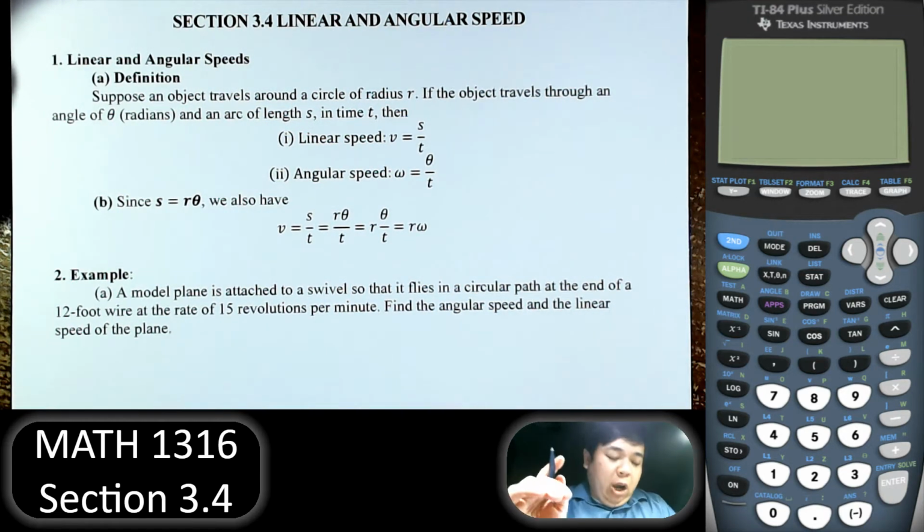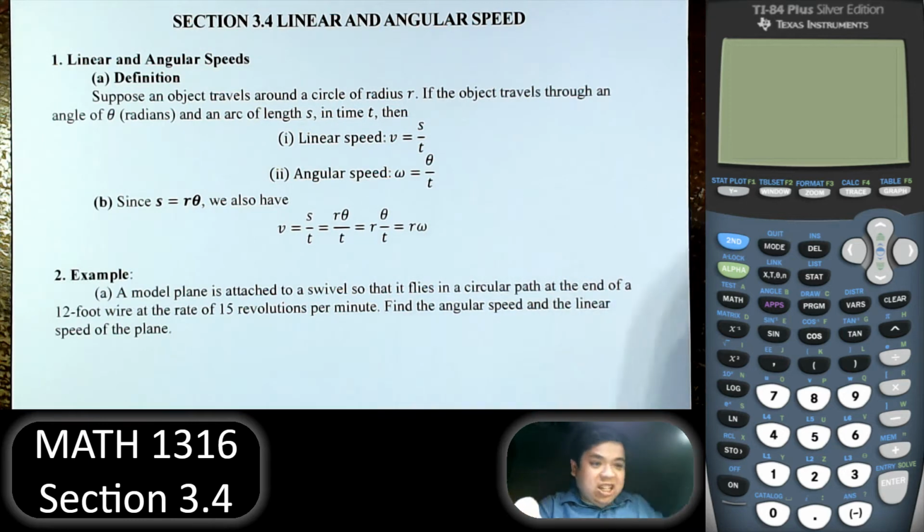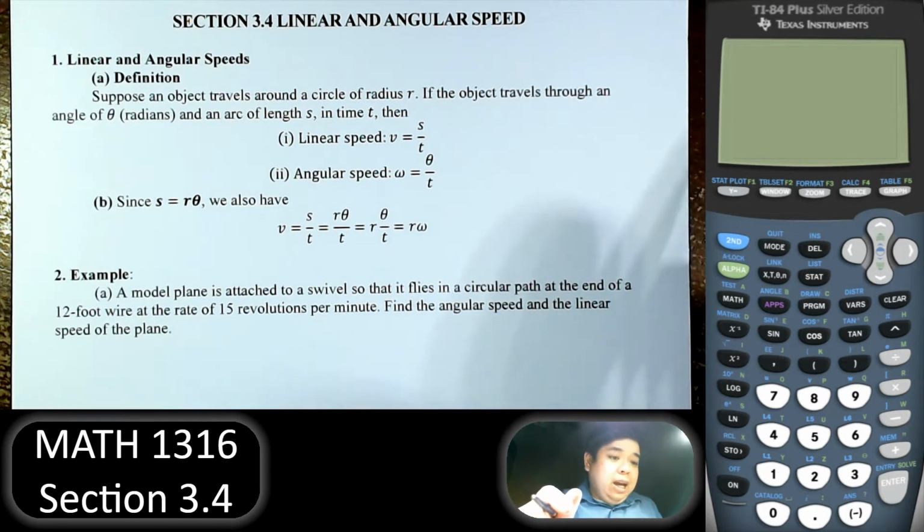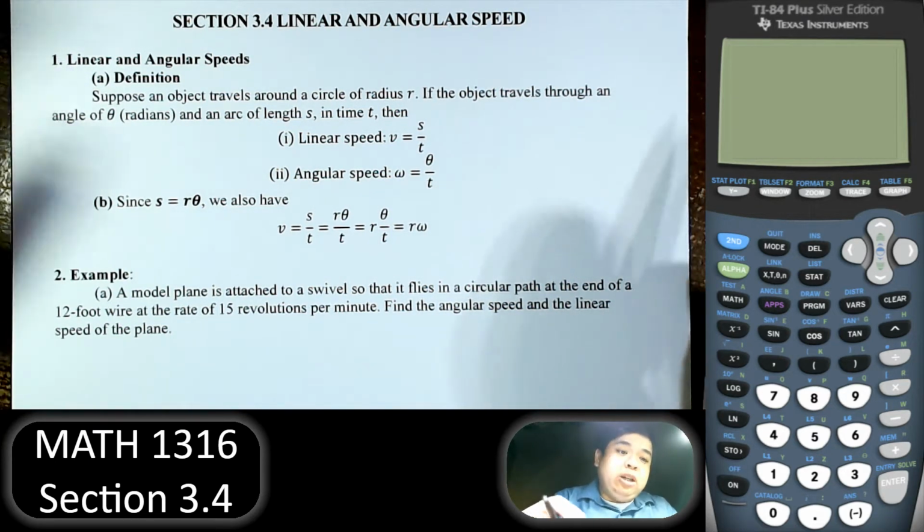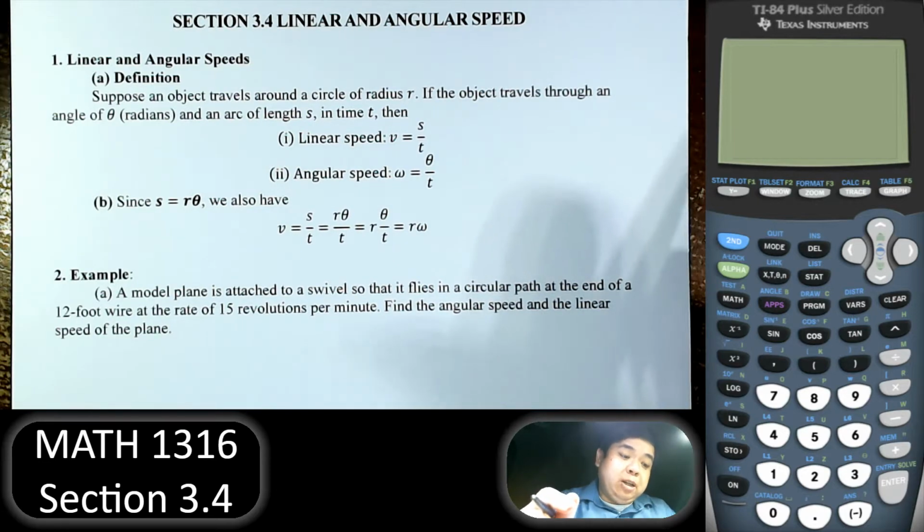Hi everybody, welcome to another video in Trigonometry, section 3.4. This is an application of trigonometry about linear speed and angular speed.